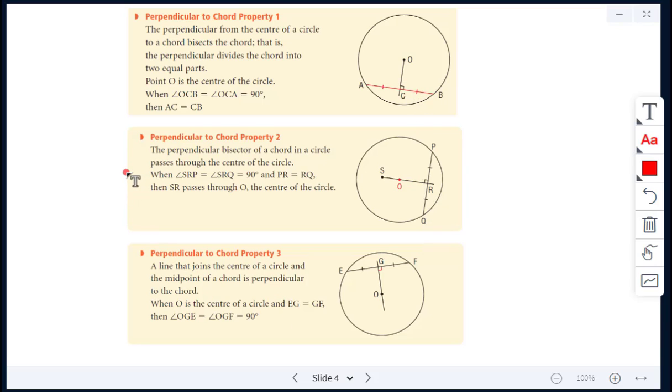The perpendicular bisector of a chord in a circle passes through the center of the circle, which we've already talked about. It's going through the center of the circle. And a line that joins the center of a circle and the midpoint of a chord is perpendicular to the chord. So again, it's just stated in different ways, but here we see that 90-degree angle formed there. And it is going through the center. And that chord has been now split into two equal parts.